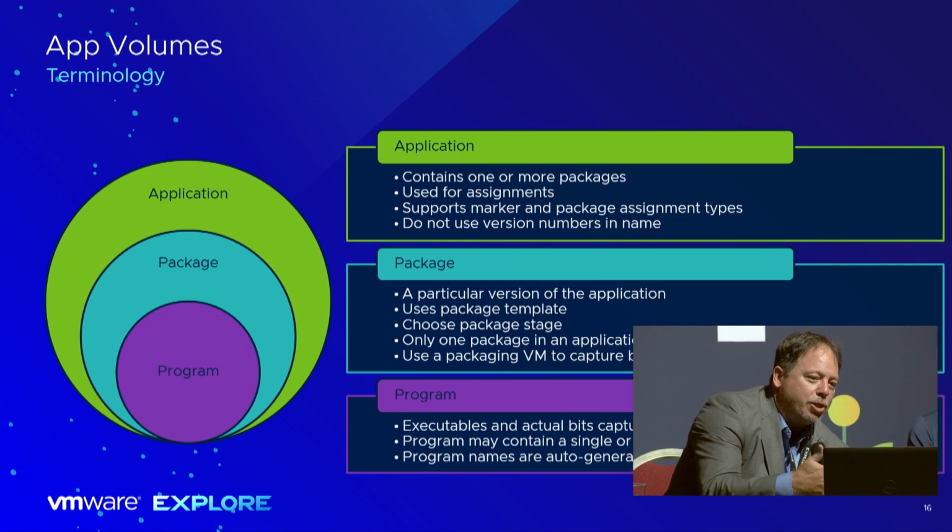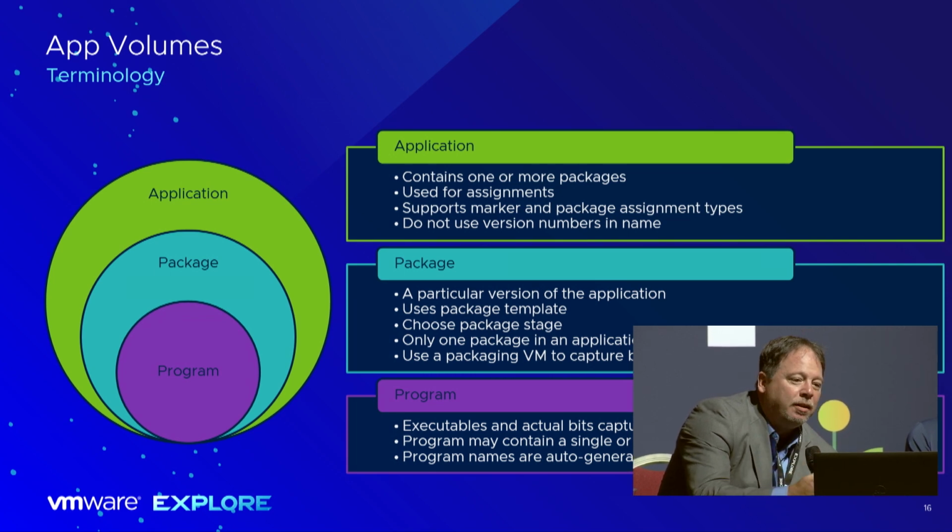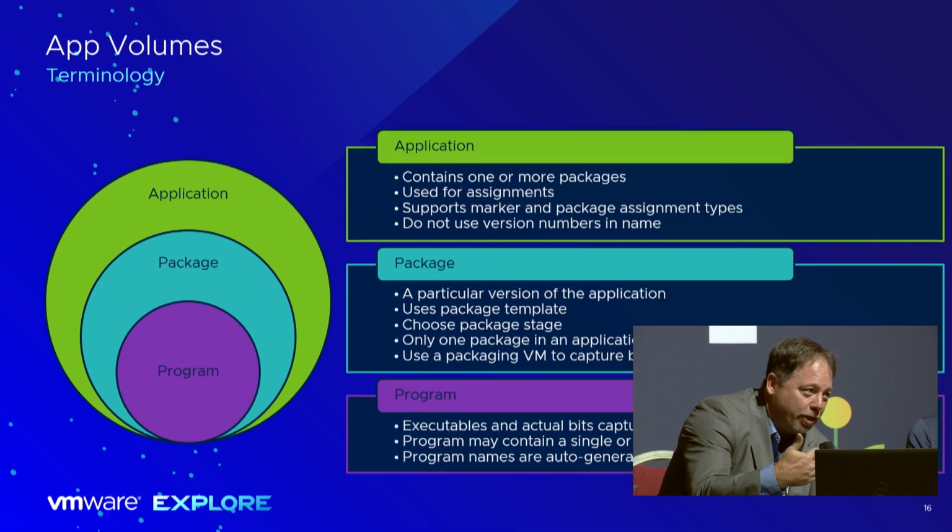So an application, of course, contains one or more packages. It's used for an assignment purpose. So, for instance, if you have Adobe Acrobat and you want to assign that application to those users, you create a package for it and assign that application to the end users. And then we have the concept of, like I said, packages themselves. That's what is created as a VMDK or a VHD, because app volumes can be used in both a Horizon on-prem environment and in Azure. So that's why we support VHD.